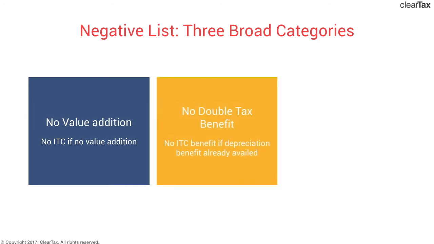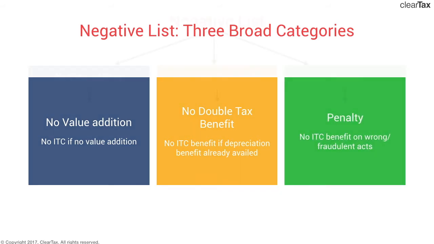Second reason, no double tax benefits. On supplies where there's already depreciation benefits, even though it's in the direct tax, there's already a tax benefit, they should not get double tax benefit through input tax credit as well. And so, where items have already claimed depreciation, no input tax credit. Third, very obvious reason, penalty. You cannot get input tax credit for wrong or fraudulent acts. So these are the broad 3 categories that we've identified as reasons for items being in the negative list.